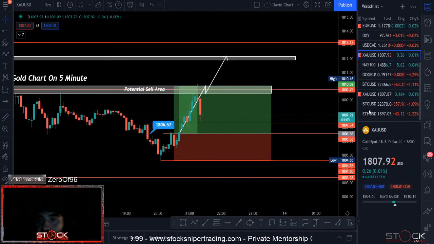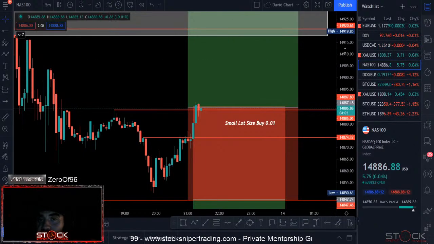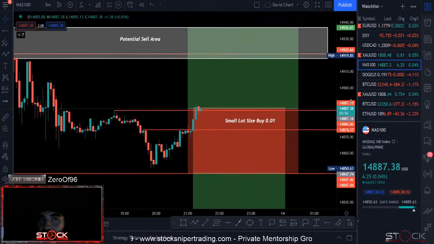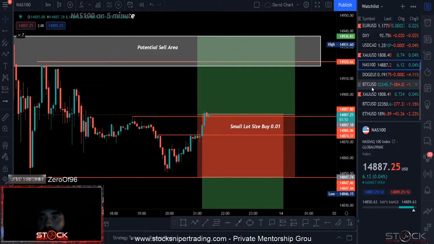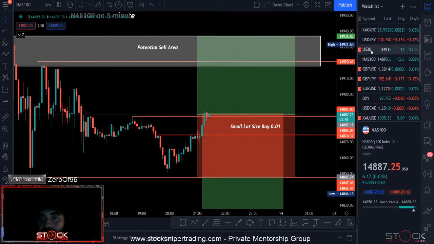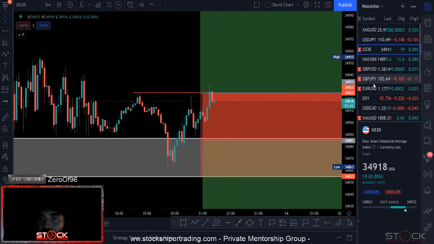I want to check. Okay, price is retesting here as well for NAS100. $9.45 will get some nice breakage. Okay, so let's just wait and see. Yeah, US30, I don't like it right now.